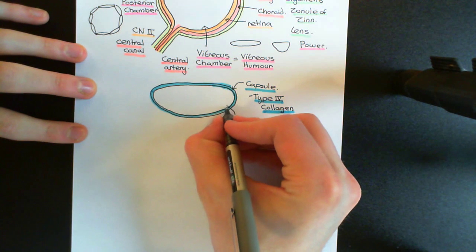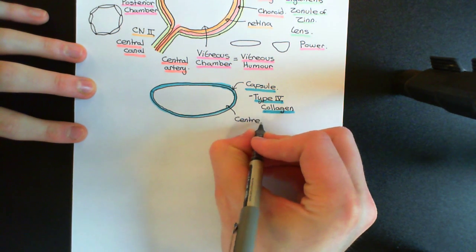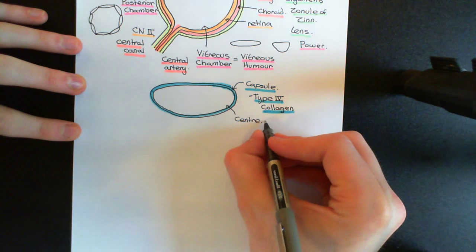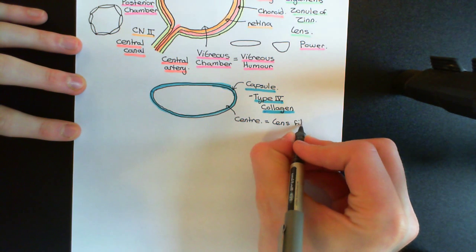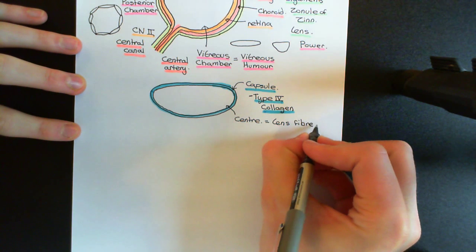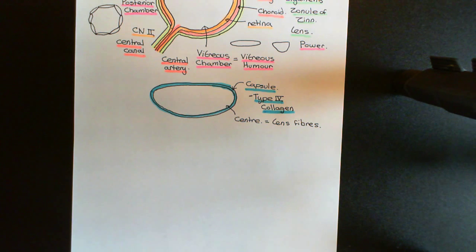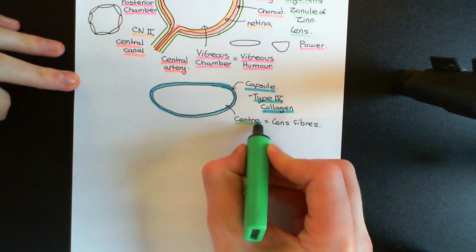Okay, then the portion inside the capsule is known as the centre of the lens. Now what does the centre of the lens consist of? Well, the centre of the lens is going to consist of things called lens fibres. And you might think, well, are these just some sort of connective tissue fibre? But they're not actually. They are cells that have lost their nuclei, that have lost their other organelles, and which have become filled with a certain type of protein known as crystallins.